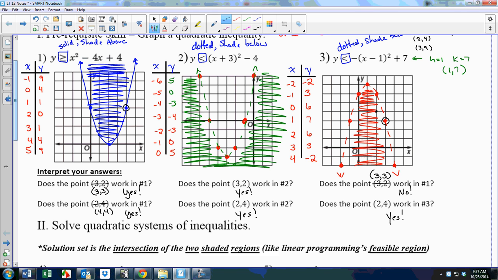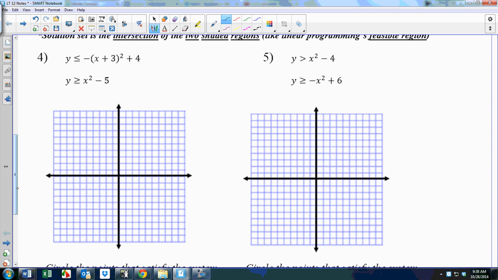All right, so that was the prerequisite, and I could have probably made that a target, but the next one, systems of inequalities, is literally just going to take 2 of those and graph them on the same graph, and just like in linear inequalities, we're looking for where they overlap. So 2 parabolas, 2 shadings, where do they overlap? Number 4 and number 5. Number 4 is going to be solid, and it's going to be shade below.